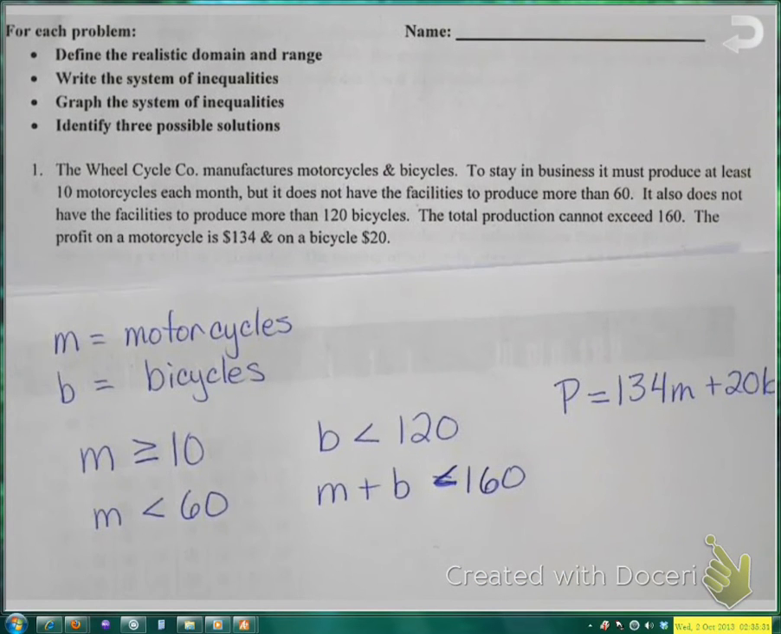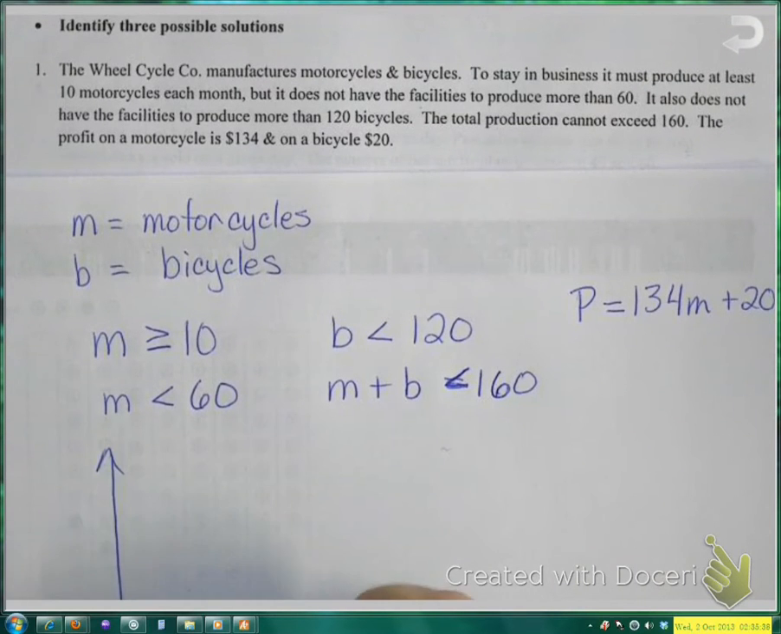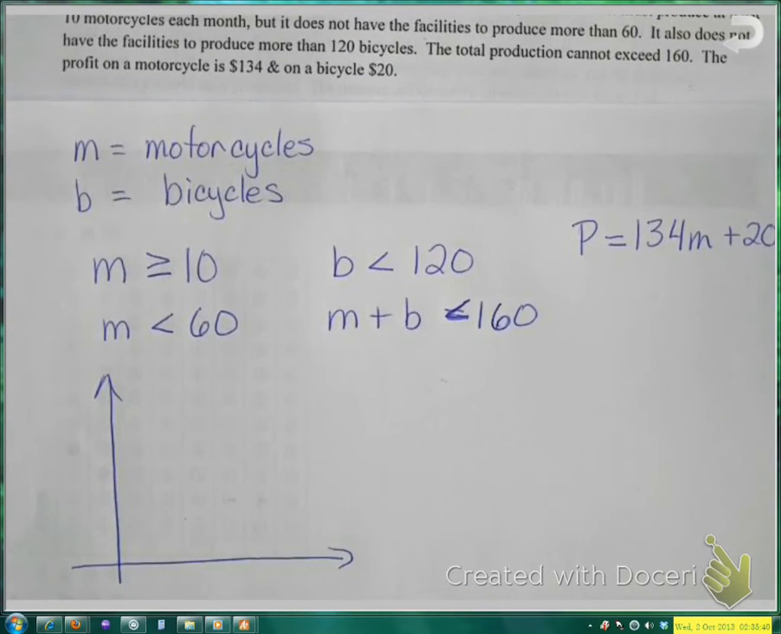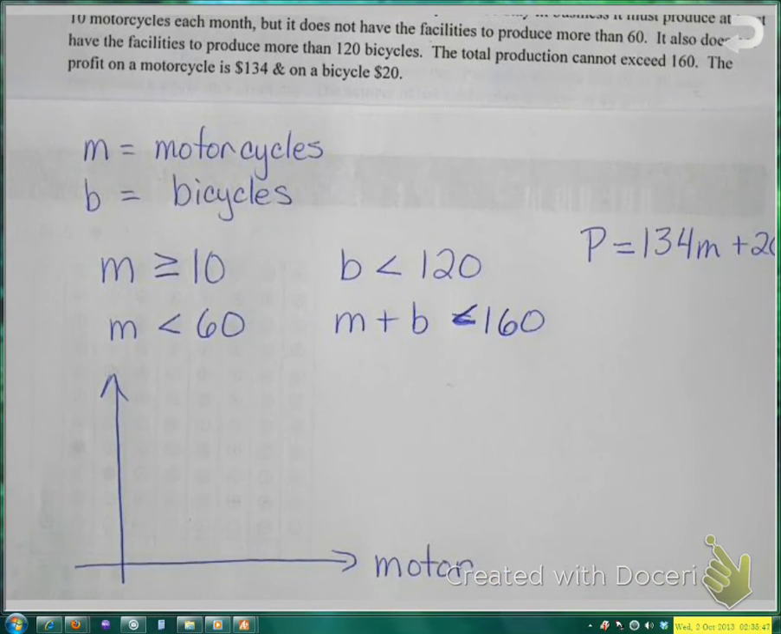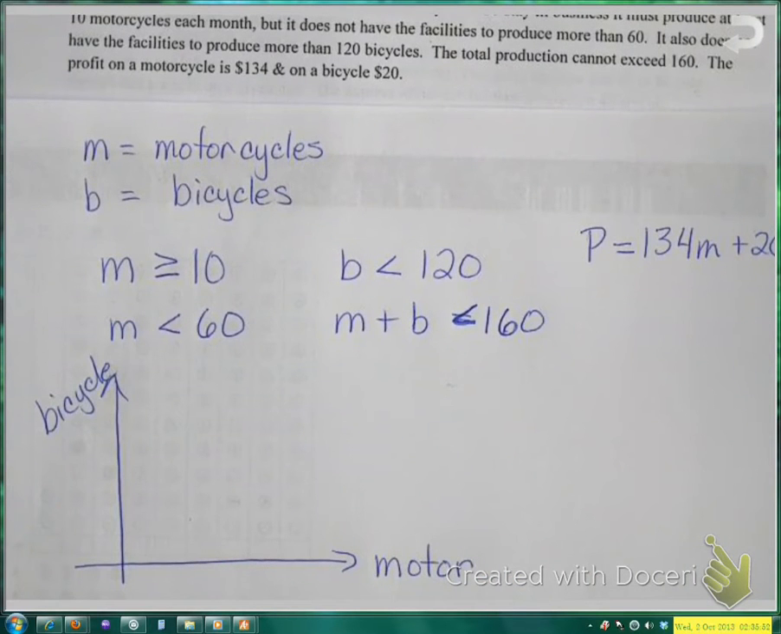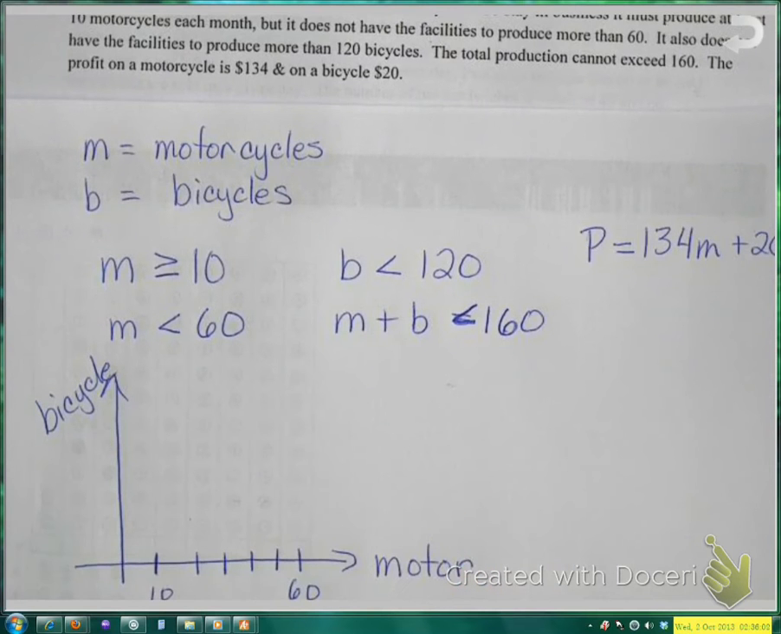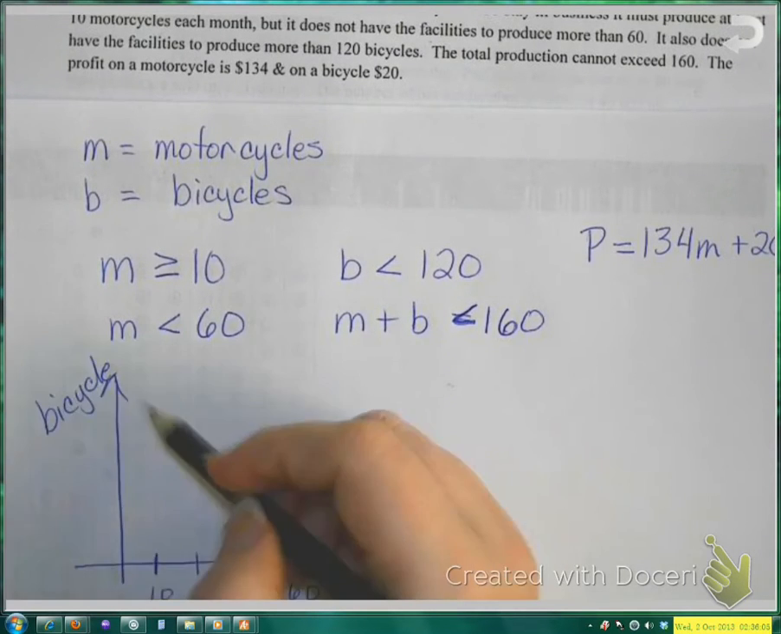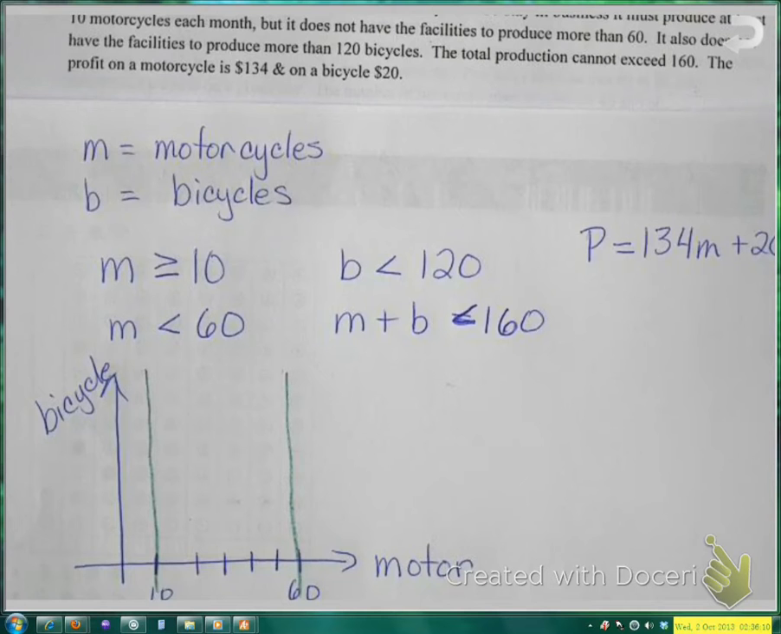Okay, then they want us to graph it. Here's where you get to have a little bit of fun. You get to pick which axis is going to be M, which axis is going to be B. So I'm going to put my motorcycles right here, and then I'm going to put my bicycles on the y-axis. So I have my x and I have my y. Okay, notice my x goes from 10 to 60. So I have one line at 10 and one line at 60. I cannot go outside of those lines. All right? So inside is the only part we can do.